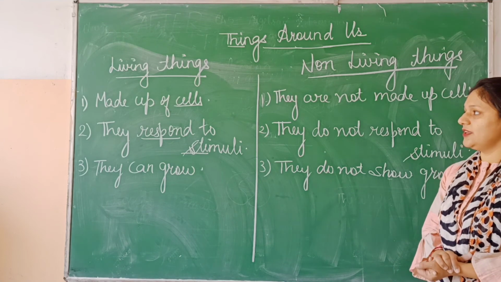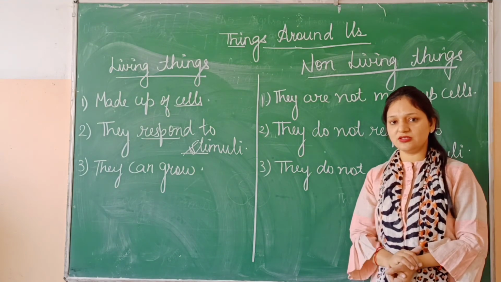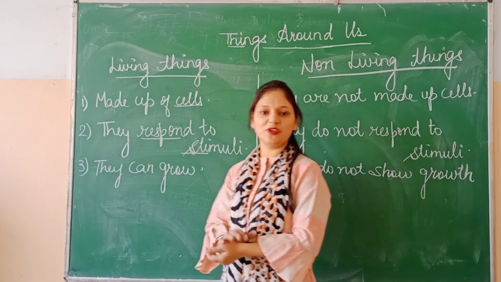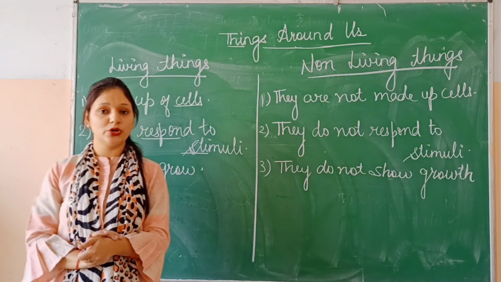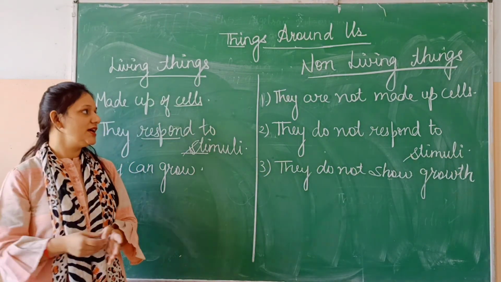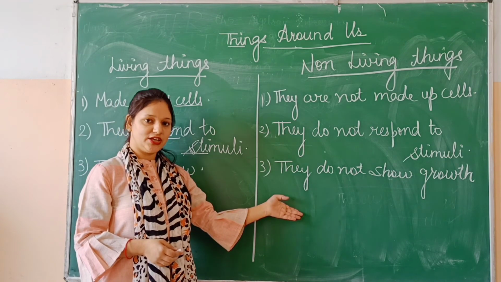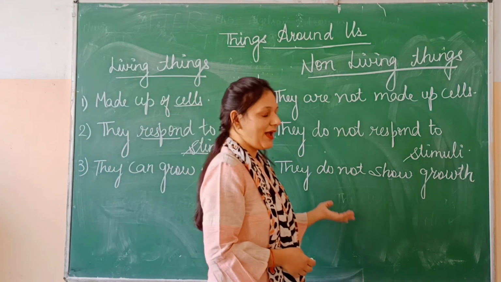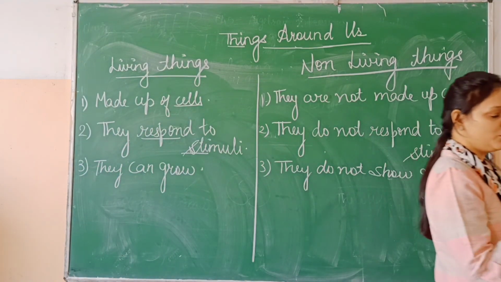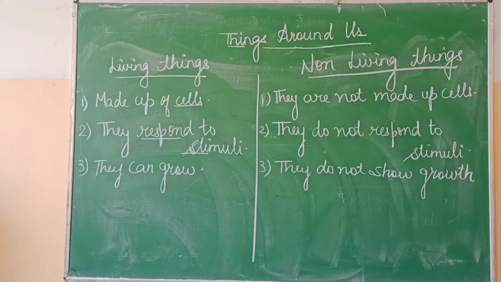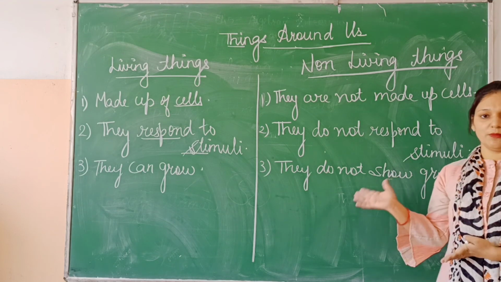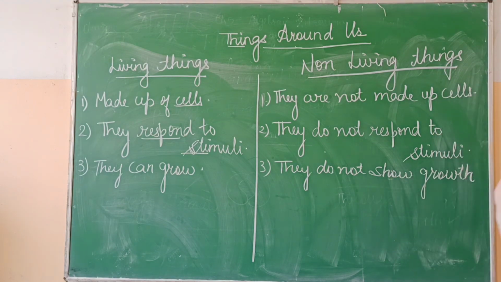Now students, can you tell me examples of living things? So what are the examples of living things? Cow, dog, cat, all the plants. And what are the examples of non-living things? Very good. Blackboard, chair, book, notebook, pencil, building. So these are the examples of non-living things. So students, this was all about the chapter where we have discussed about the things around us, that how they can be classified between living things and non-living things.